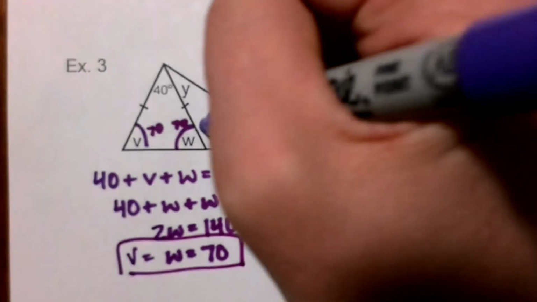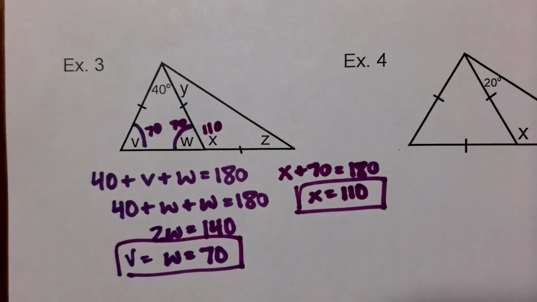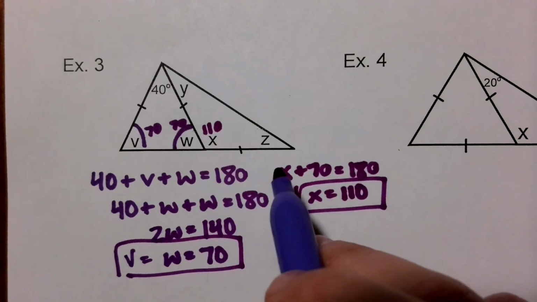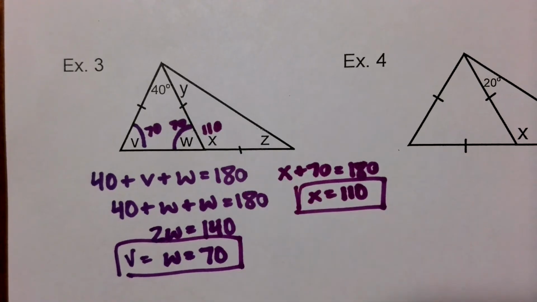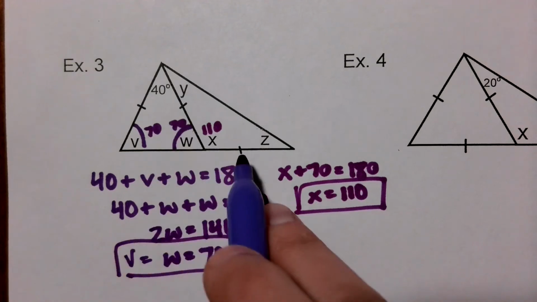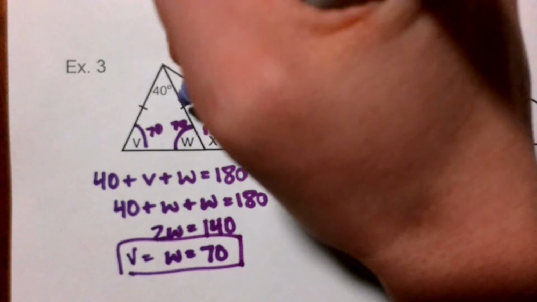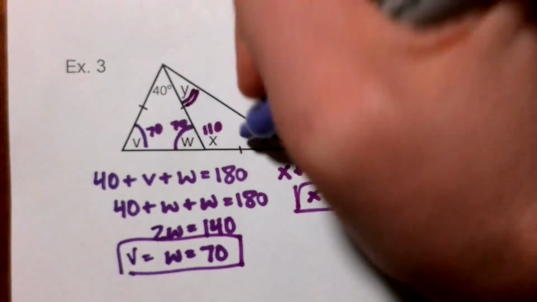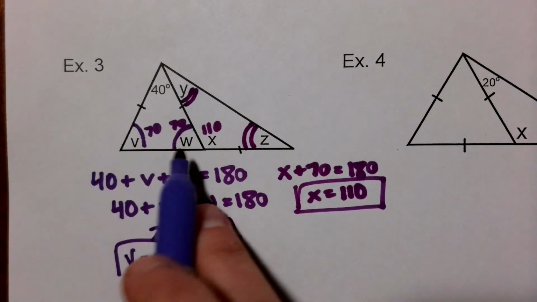So we're getting there. Okay, so then it seems like we're a little stuck here. I've got my 110, I'm looking for y and z. Remember, I still might not be using all the information that I have. Notice that these two are marked congruent to each other. So if those two are marked congruent, that means the angles opposite them are congruent. Now it doesn't mean that y and z have to be the same as v and w.